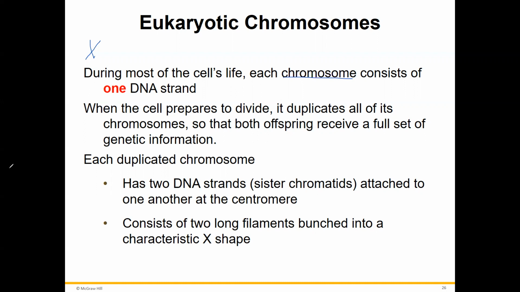And it's not until that cell prepares to divide that it's going to duplicate the entire chromosome, each and every one of them, so that when there is offspring, it can give a full set of all chromosomes to the new life. So we can have single chromosomes or duplicated chromosomes. Well, I didn't draw that very well.